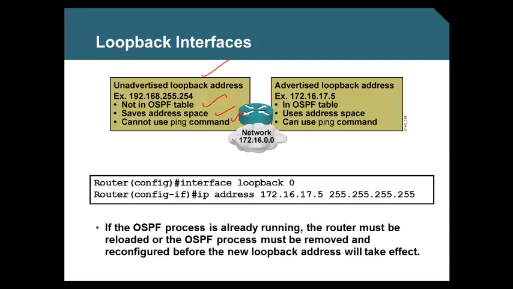If you advertise the address, it will be there in the routing table. It will be there in the OSPF database. You will be able to ping whatever OSPF can use as a router ID. If the OSPF process is already running, the router must be okay. Now, for example, when you configure OSPF, you failed to provide the router ID manually. The loopback interface address is already picked as the router ID.